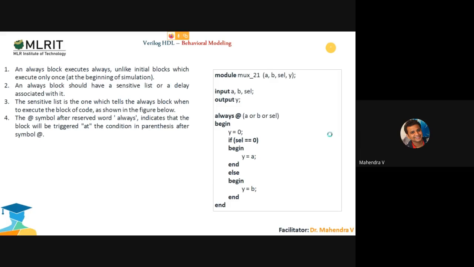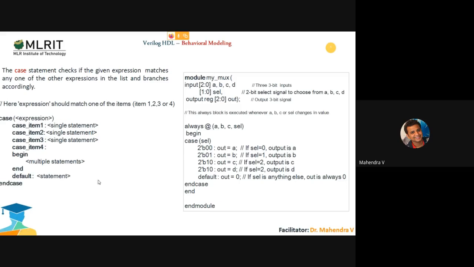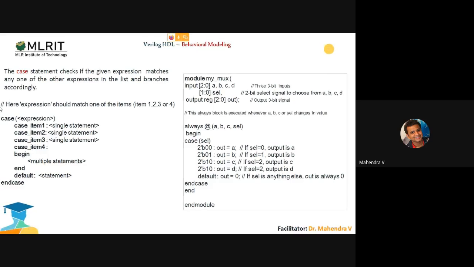Now let us go to the next. Here you need to understand another statement called the case statement. The case statement checks if the given expression matches any one of the other expressions. That means if you want to compare multiple expressions, if something is true, then one kind of operation; if that is not true, another kind of operation, like that. Then we use the case statement.